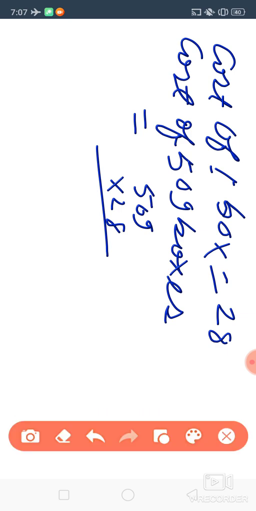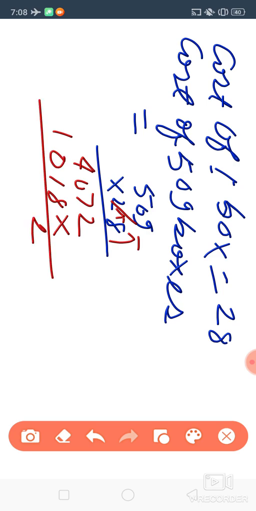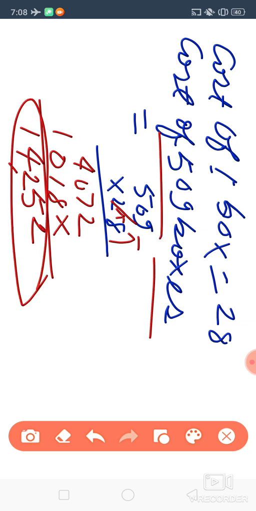So how much will we get? 8 9s how much will we get? 72. 7 will be carried, and 8 5s 40 and 7 will come here. Then we'll leave one digit. Then 2 9s, 2 and 9 will multiply, 2 9s 18, 1 will be carried, and 2 5s 10. Now you add it, 2 8 7 15, 1 1 2 4 and 1. So the cost of 509 boxes will be this much, 14,252 rupees. Okay, very simple.